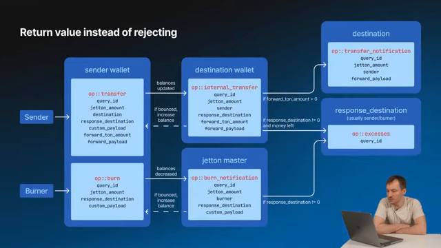For example, a typical flow start. The sender sends a transfer message via the sender wallet to your contract wallet, specifying forward TON amount and forward payload for your contract. The sender wallet sends an internal transfer message to your contract wallet. Your contract wallet sends a transfer notification message to your contract, delivering forward TON amount, forward payload, sender address and Jetton amount. And here, in your contract, in handle transfer notification, the flow begins.